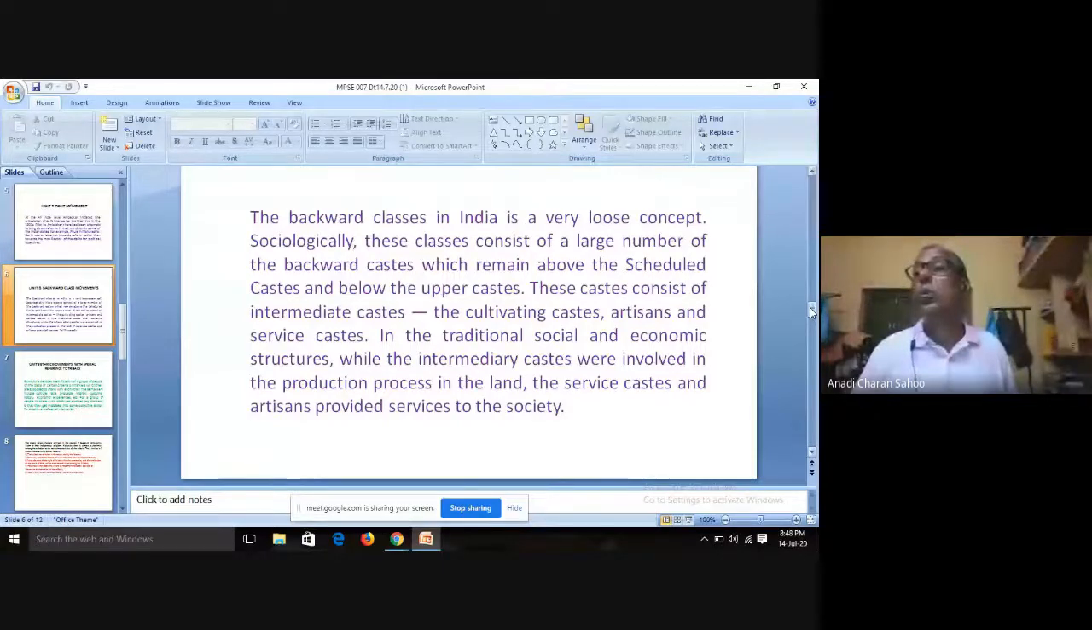In order to articulate the reservation issue for the backward classes, he founded the All India Backward Class Federation, AIBCF, on 26th January 1950.